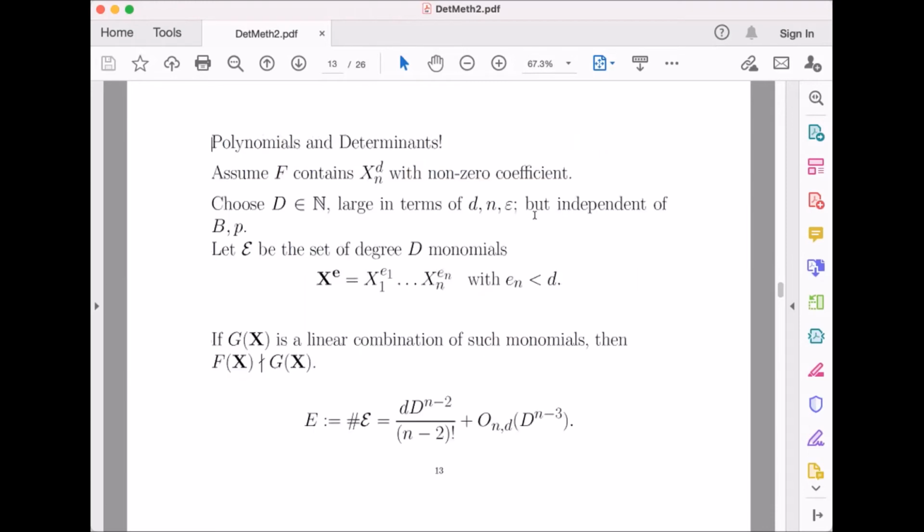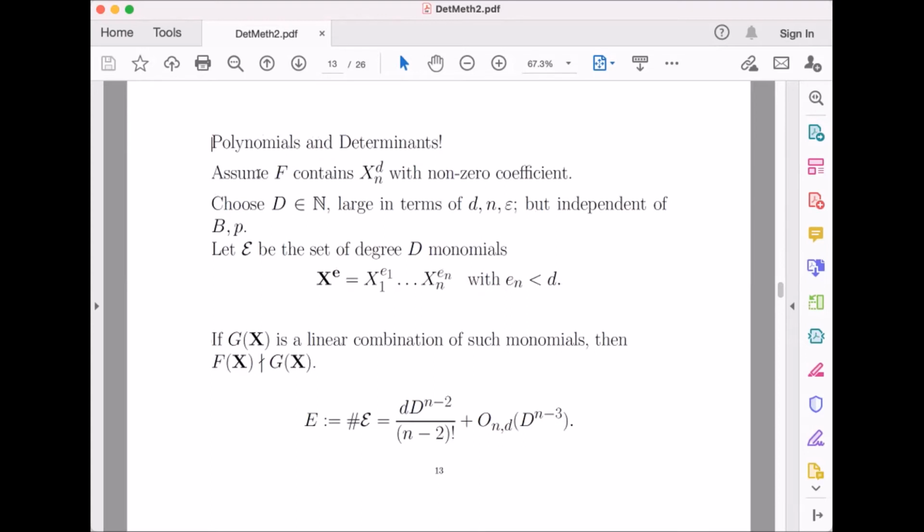Okay, it's time to have some polynomials and determinants. I should have emphasized, I did mention in the first theorem that the auxiliary forms f_j were co-prime to F. That's obviously important because if you are going to consider the intersection of the curve F equals 0 and the curve f_j equals 0, you want these to be distinct.